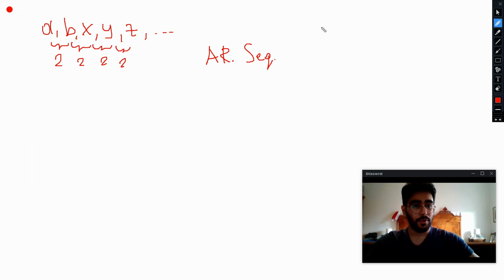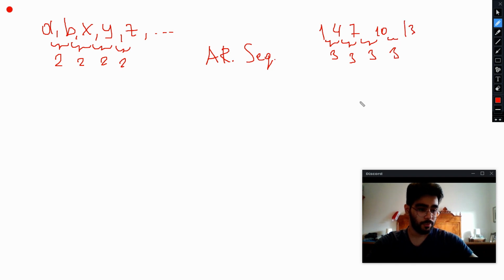An example would be 1, 4. See, the difference is 3, so I have to have 7 now because the difference is 3. Then another 3 will be 10. Then another 3 will be 13, and so on.